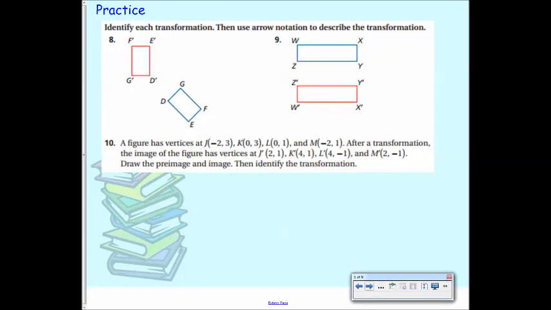Okay, so at your boards, try these three. The first two are just naming them, and then number 10 is doing what we just did. If you guys would, nope, you can do it. Draw a coordinate plane to the board.